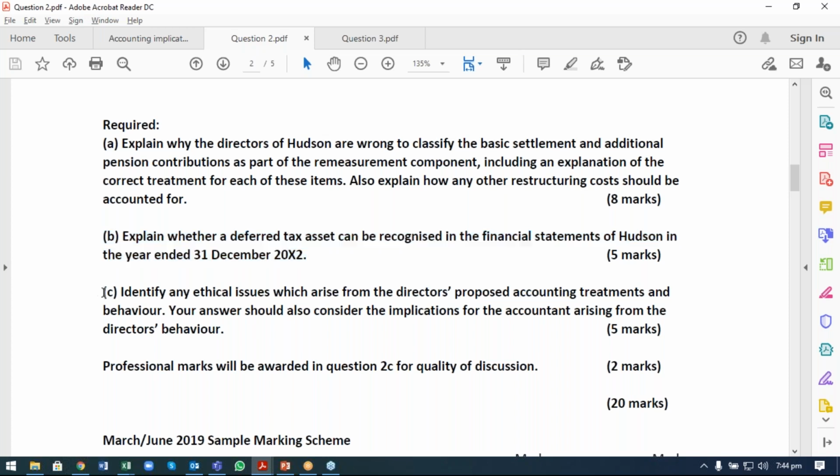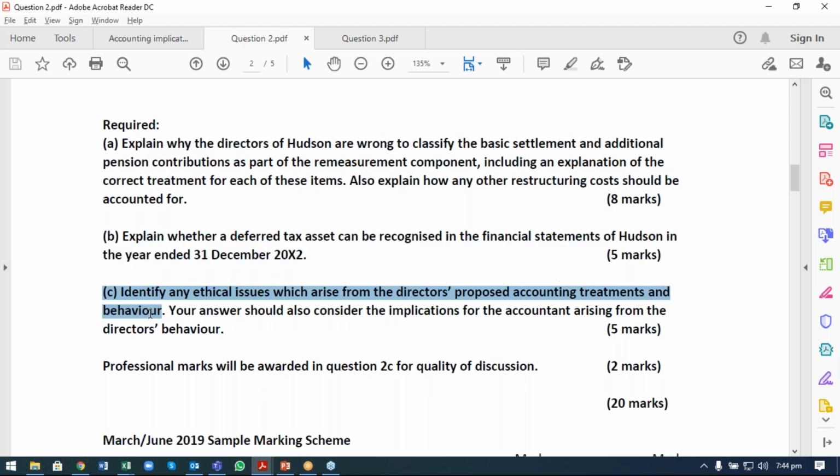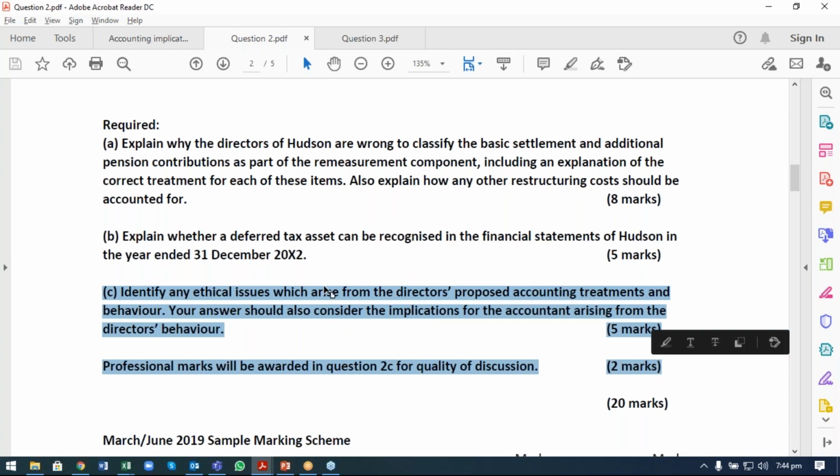And lastly, identify any ethical issues which arise from the directors' proposed accounting treatment and behavior. This answer could be completed easily if you have answered the above 2, because this answer is 100% based on the answer of the above 2 requirements. So you need to be very careful. If you have answered the above 2 requirements, you can easily gain scores for this requirement, because the proposed treatment you have provided within the first 2 requirements will give you an ultimate idea how this is actually impacting the 2 basic things that were explained within this question.